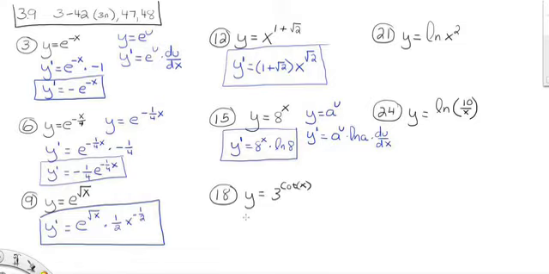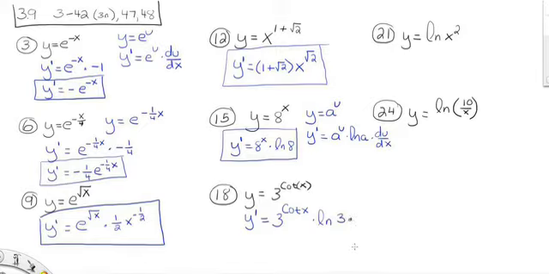So problem 18 is very similar to that, except this time we do have a chain rule. So the derivative of the outer function is just the 3 to the power. That's going to be 3 to the cotangent of x times the natural log of 3. So that's all just the derivative of the 3 to a power. And now we have to do the chain rule.